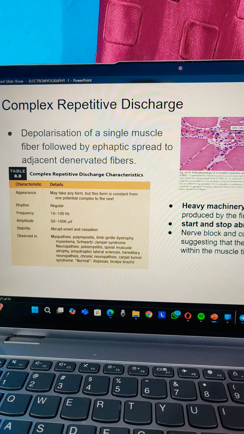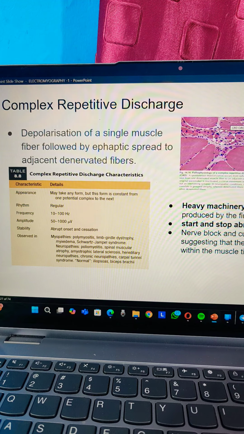Complex repetitive discharges: depolarization of a single muscle fiber followed by ephaptic spread to adjacent denervated fibers. The characteristic may take any form, but the form is constant from one potential complex to the next. Rhythm is regular. Frequency is 10 to 100 Hz. Amplitude is 50 to 1000 microvolts.